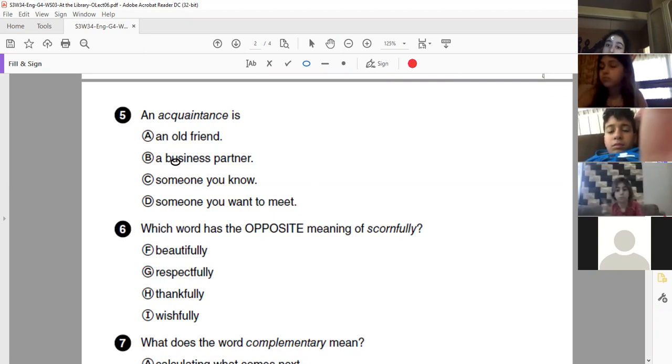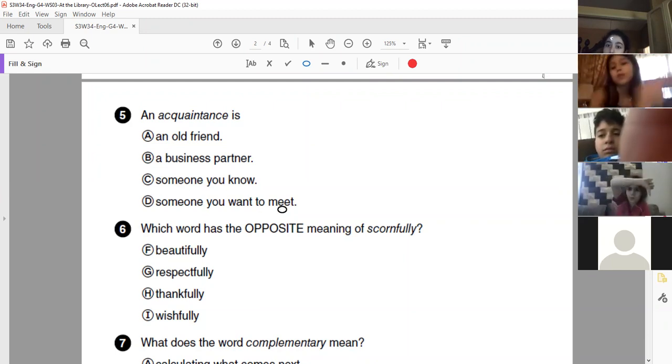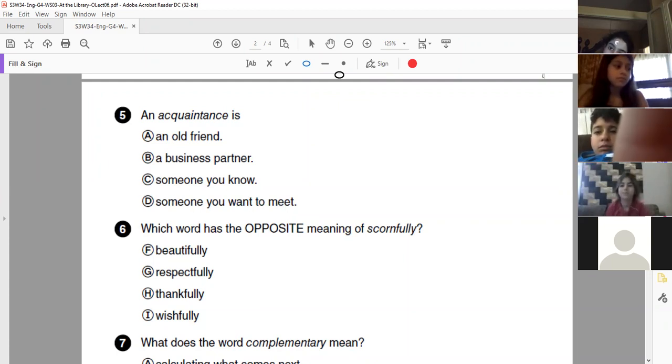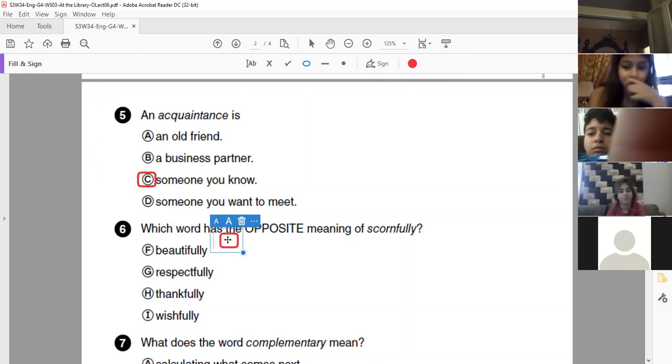Yes. So? An old friend. An old friend is completely the opposite of acquaintance. Someone you meet. No, I said it. Someone you want to meet. If someone you want to meet, it means you didn't meet him yet, so he's not an acquaintance. Someone you know. It's you know him, but he's not a close friend. Thank you, Hassan Zalghut. Yalla Ibrahim.